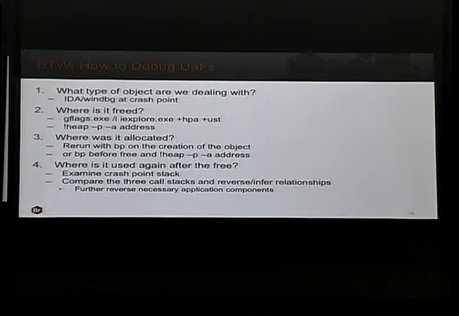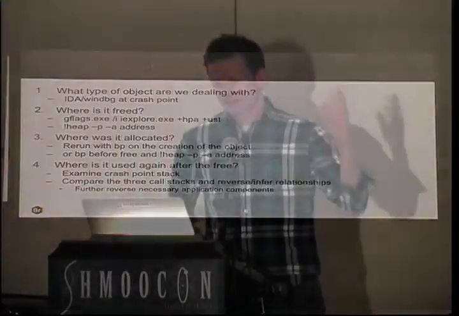And then, of course, once you understand the object, where was it freed wrongly? What you do before you run iexplore in WinDbg is you use gflags to enable +hpa and +ust, which are the debug heap and the user stack trace. That gives you extra information about the allocation. Then you can type !heap -p -a and the address, and it'll give you a stack trace: here are all the calls that led to it being freed. Once you know where it was freed, you go back and ask, where was it allocated in the first place?